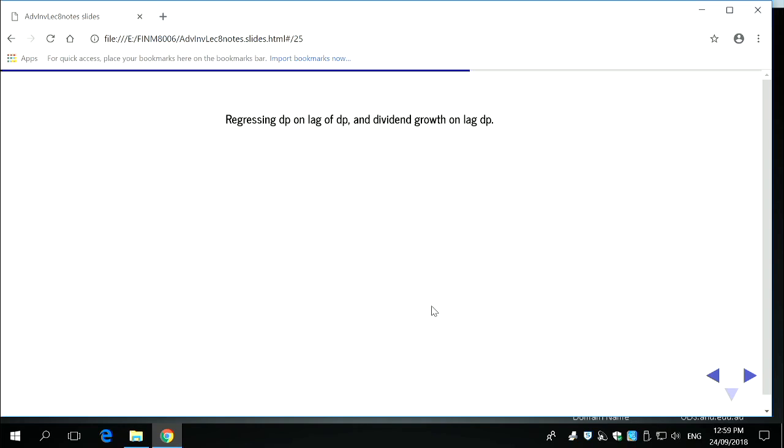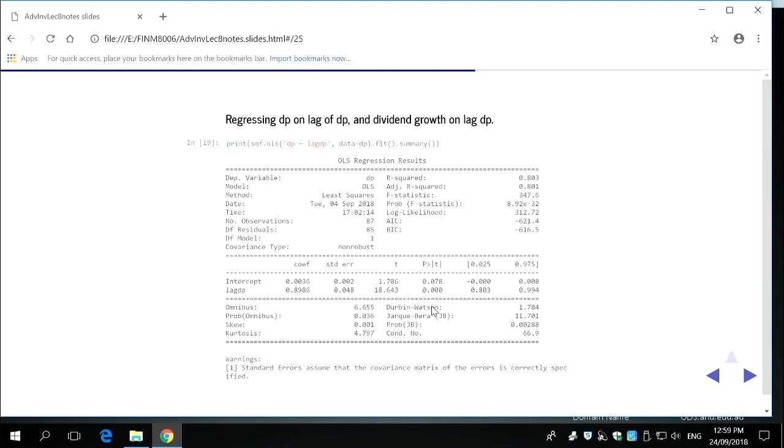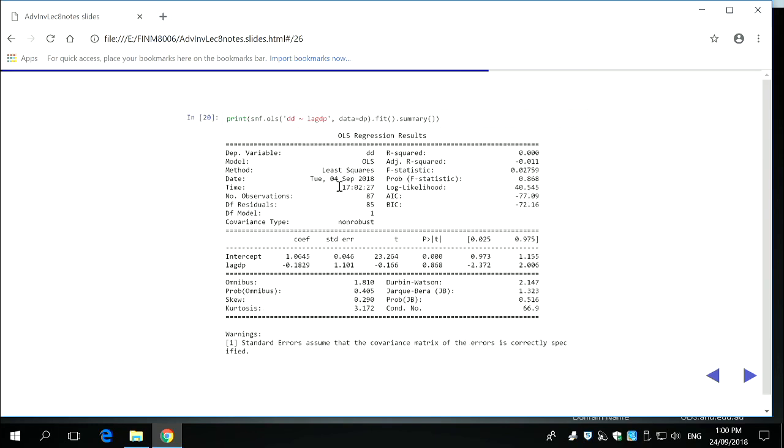So what I want to do first is to regress the DP ratio on the lag of DP ratio. DP ratio is persistent, meaning this coefficient is actually quite large. It's about 0.9. So lag of DP ratio can actually predict the current DP ratio, and this coefficient is quite close to 1. When it is equal to 1, then it's random walk. So this just shows you the persistence. If I regress DD ratio, which means the dividend growth, on the lag DP, then this coefficient is small, negatively small, and not significant.